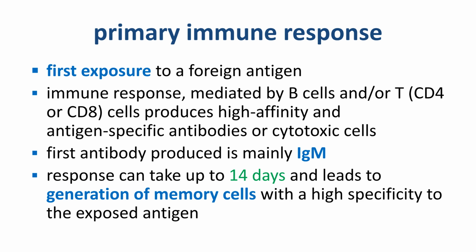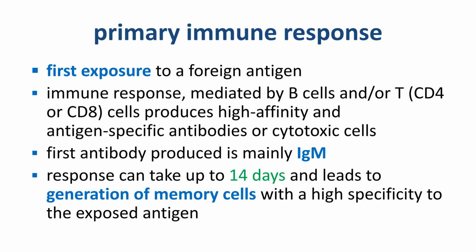The entire primary response can take up to 14 days to reach peak effectiveness. This lag period explains why people get sick during first infections. During this time, the pathogen replicates faster than the immune response develops initially. Critically, the primary response generates memory cells with high specificity for the exposed antigen.